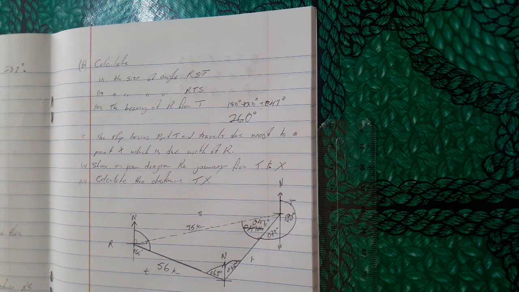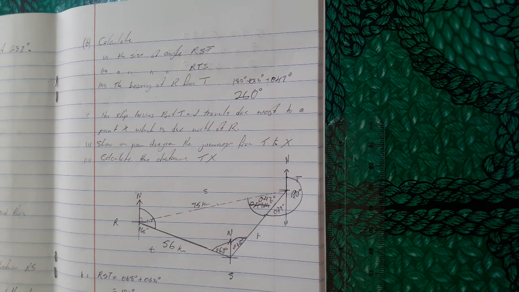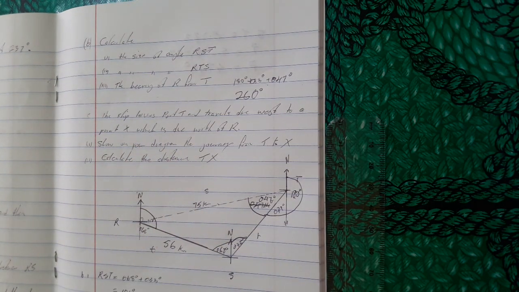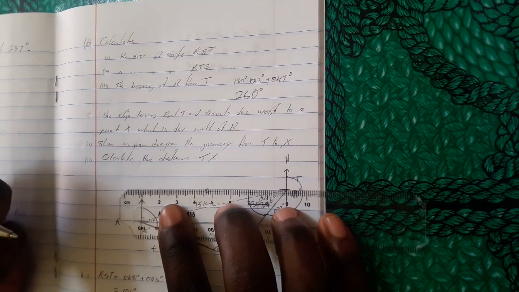Pretty good. Okay. So I hope this doesn't look messy. I hope you understand what's going on there. The final two questions. The ship leaves port T and travels due west to a point X, which is due north of R. So the ship leaves T and goes west.